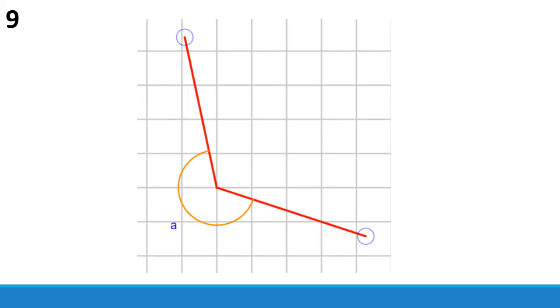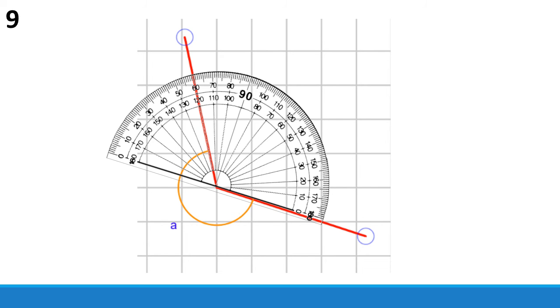And one more for you. I'm going to measure that smaller angle, which is 120. So what calculation will we need? 360, take away 120, and our big reflex angle that we're left with is 240.